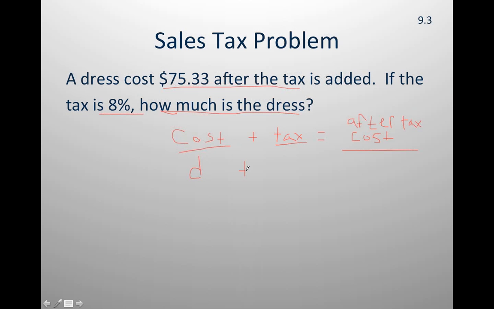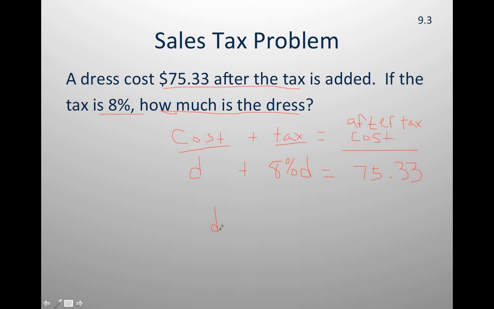But I do know that to find the taxes, it has to be 8% of the cost of the dress. So 8% of D would give me the taxes. And I know the after-tax cost is $75.33. Like that. Okay, so now at this point I've got all my information. So from here I have to use algebra to finish this problem out.